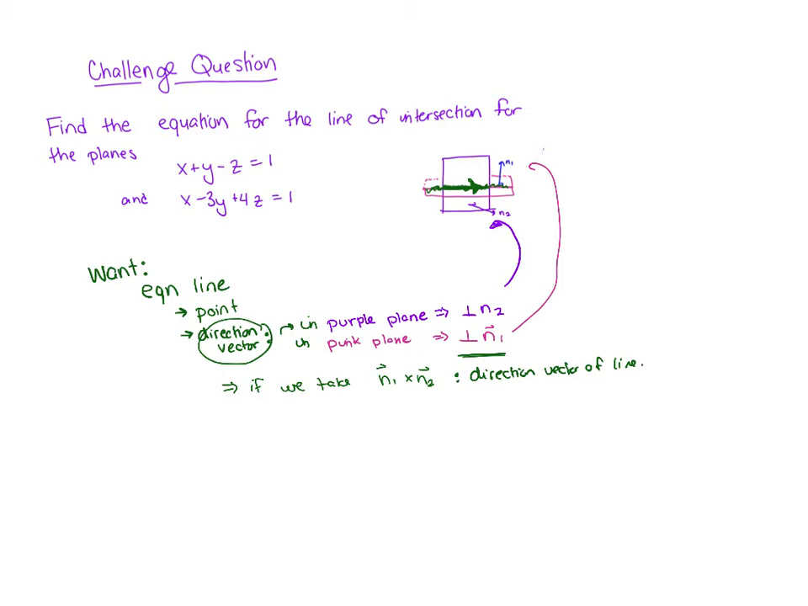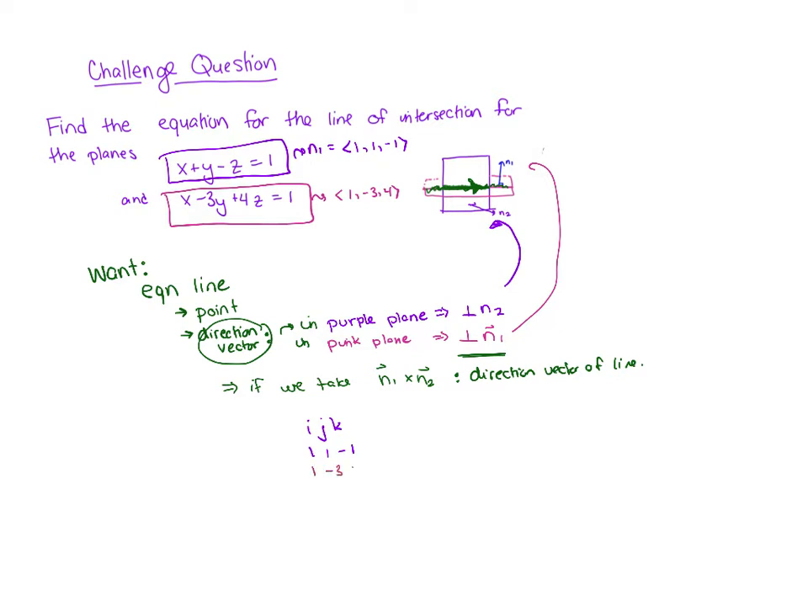So let's go ahead and do that. Let's call this one our purple plane. We'll call this one our pink one. So I'm going to take those normal vectors by just looking at the coefficients. So I get 1, 1, negative 1. And here I get 1, negative 3, 4. I'm going to take the cross product of those two normal vectors. So I get i, j, k, 1, 1, negative 1, then 1, negative 3, 4.